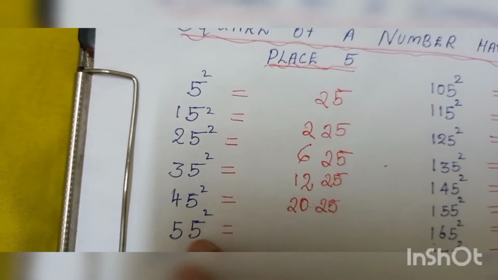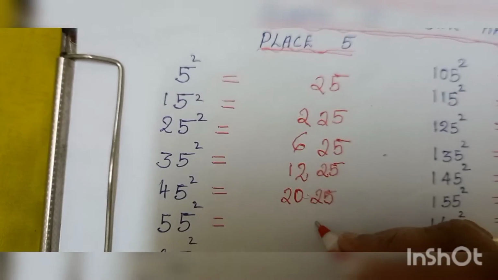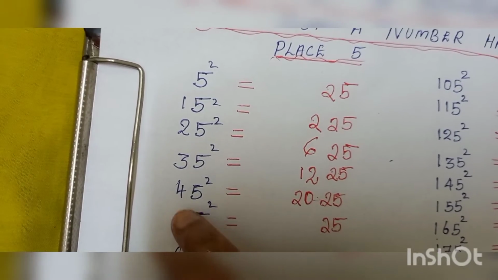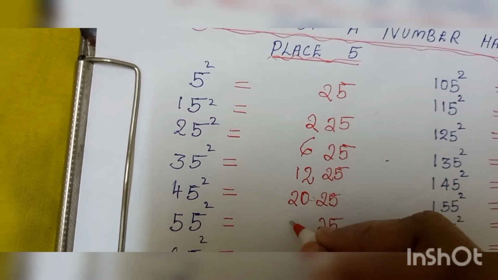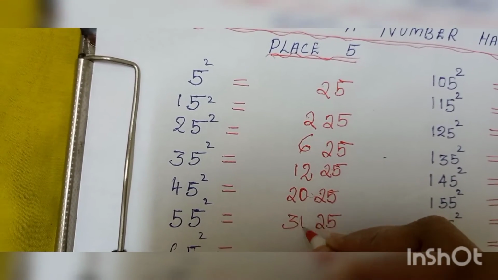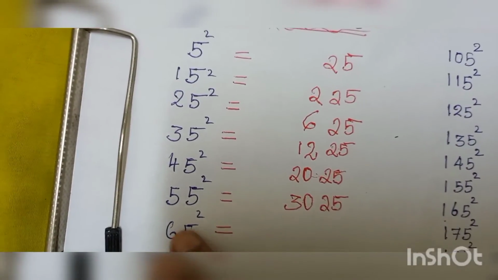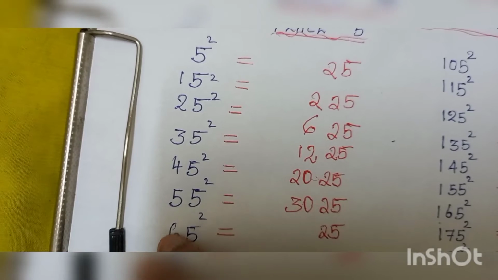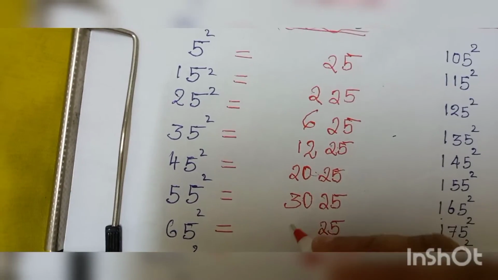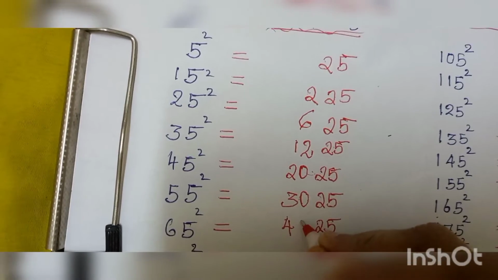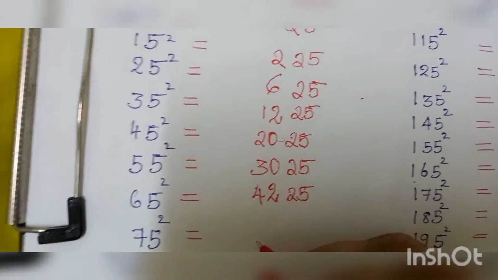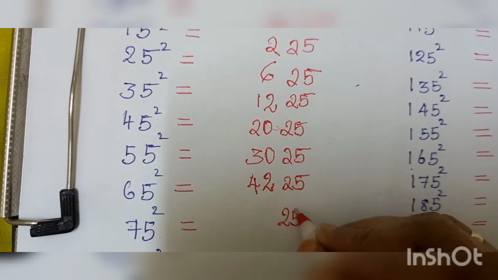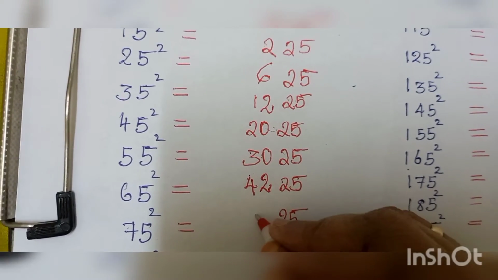Okay. Then 55 square. So 5 square as usual you have to write 25. 5, after 5 which number comes? 6. 6 5s are 30 you have to write, isn't it? Okay. 65 square. As usual you have to write 25. Then 6, after 6 which number comes? 7. 6 7s are 42 we can write. Okay. Then 75 square. So 25 you have to write as usual. 7 into 8 is equal to 56 you have to write.